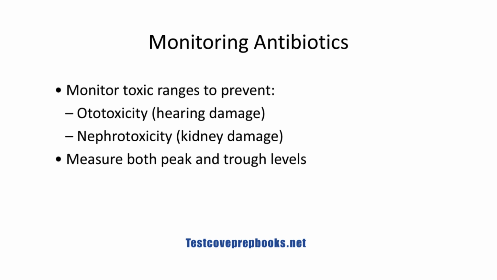Both aminoglycosides and vancomycin can cause damage if levels are too high. Specifically, they can lead to ototoxicity, or hearing loss, and nephrotoxicity, or kidney damage. That is why it is essential to measure both peak and trough levels.